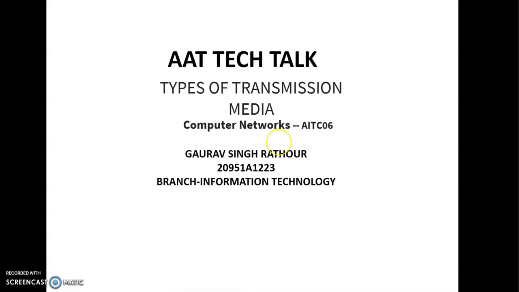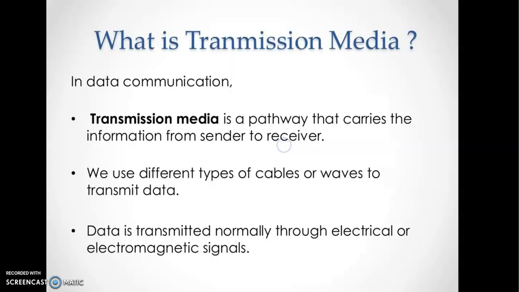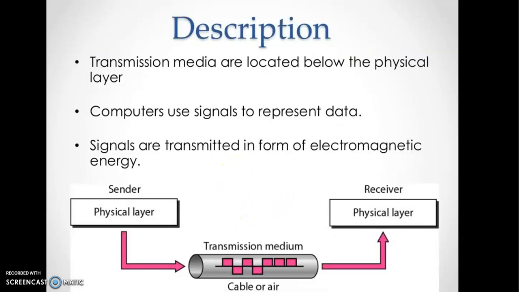Today we are going to discuss the topic types of transmission media. Let us begin. What is a transmission media? Transmission media is a path that carries the information from sender to receiver. We use different types of cables or waves to transfer data. Data transmission is normally through electrical or electromagnetic signals.